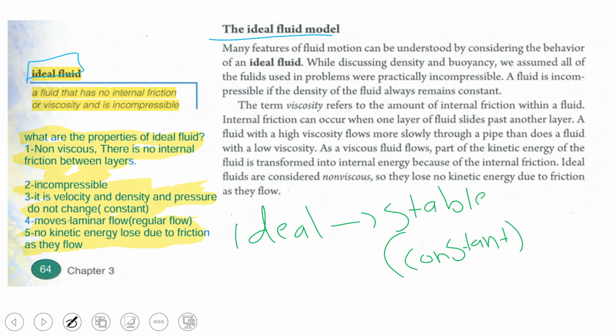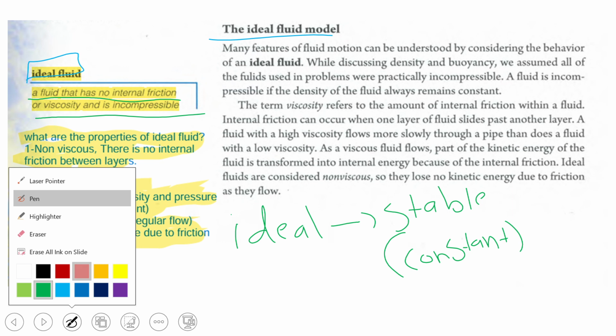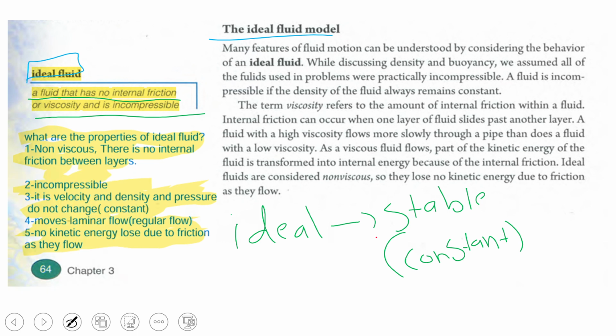Constant, stable, we cannot change the value. This is the meaning. So, the definition of ideal fluid: it's a type of fluid that has no internal friction or viscosity and is incompressible. Look, now I told you, even by the name, because it's ideal, all the things that we have are stable. We cannot change it. For example, there's no internal friction.